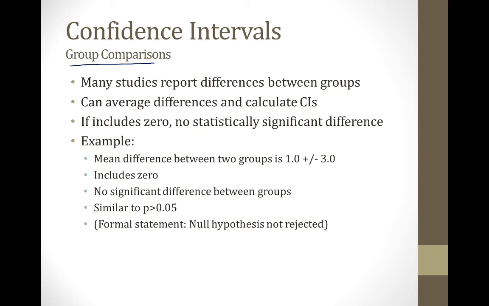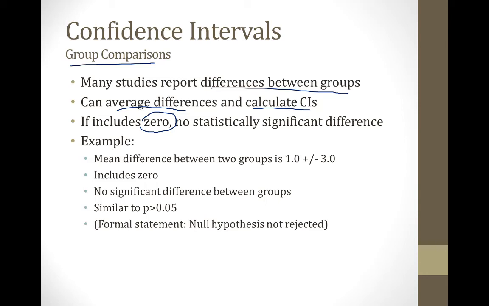Another place where confidence intervals are important is in group comparisons. Many studies report differences between groups. For example, they might report the blood pressure difference between group 1 and group 2. You can average these differences and calculate confidence intervals. The important thing to remember here is if the confidence interval includes 0, then there is no statistically significant difference between the groups. So let's consider an example.